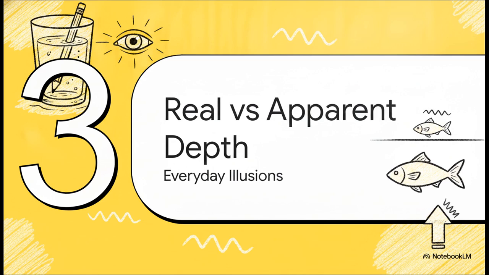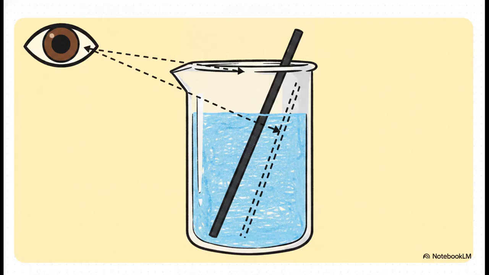Let's bring this into the real world with section 3, real versus apparent depth. This concept perfectly explains that broken stick illusion we opened with.